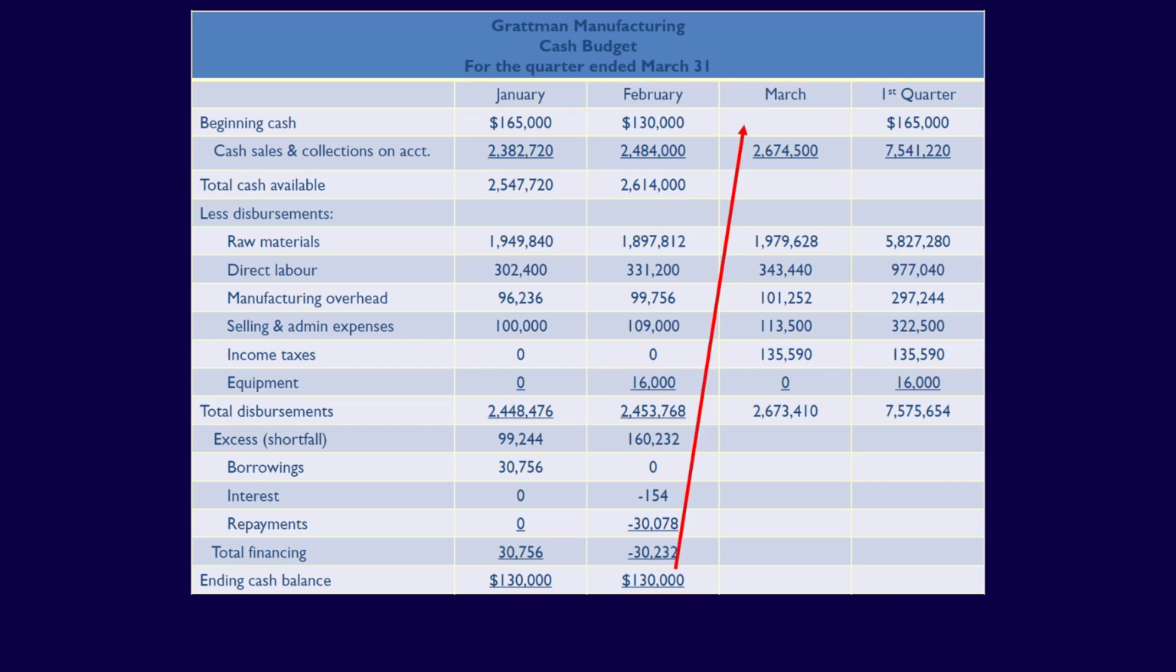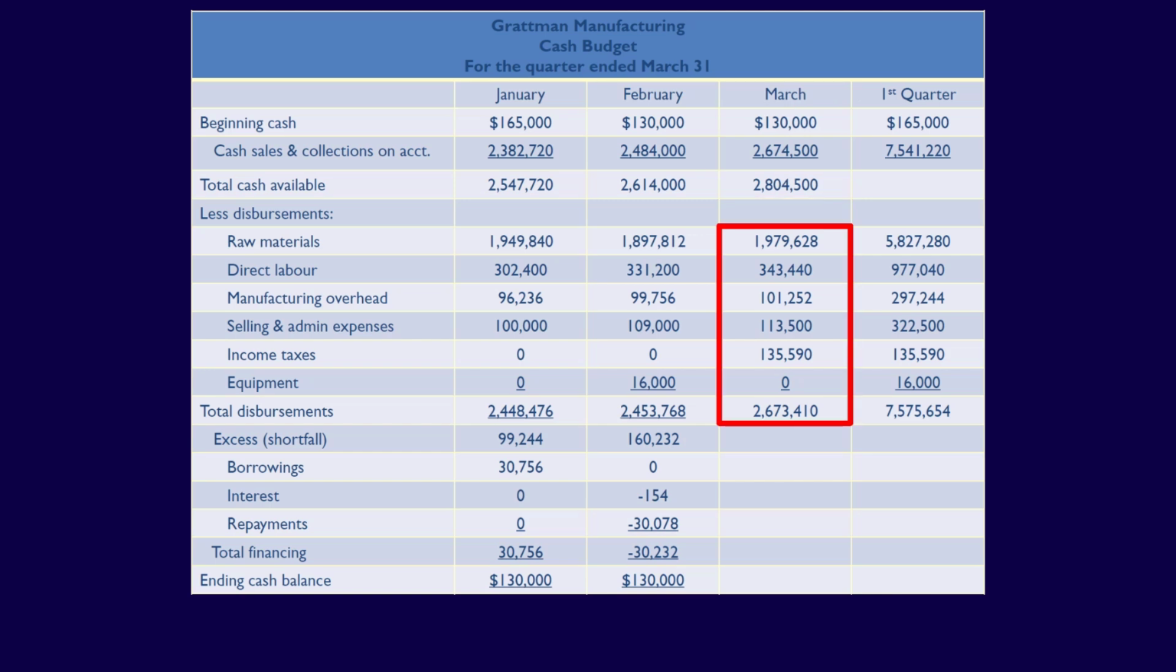The ending balance for February of $130,000 becomes the beginning or opening cash for March, so March beginning cash is $130,000. Total cash available is beginning cash of $130,000 plus cash sales and collections on account of $2,674,500, which is equal to total cash available of $2,804,500. We already have the total cash disbursements for March, $2,673,410, so we can calculate the excess or shortfall in cash.